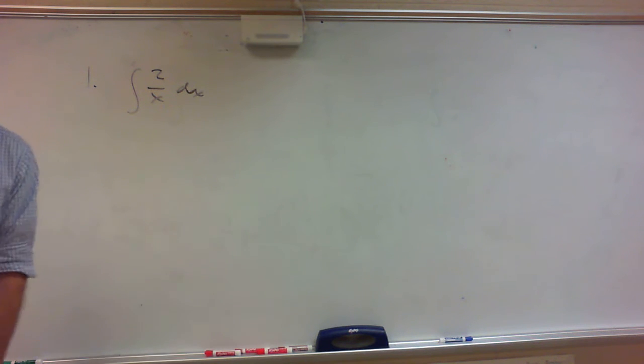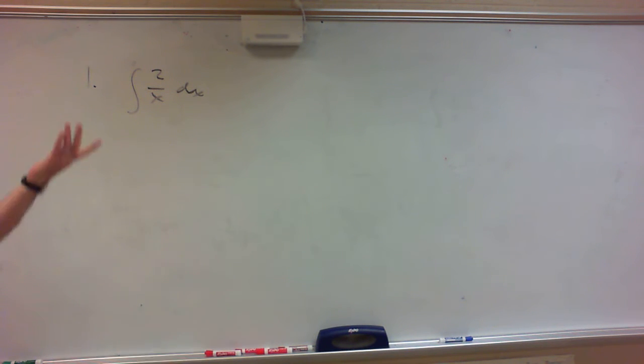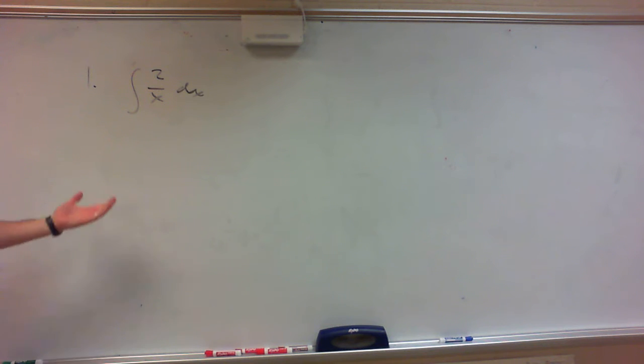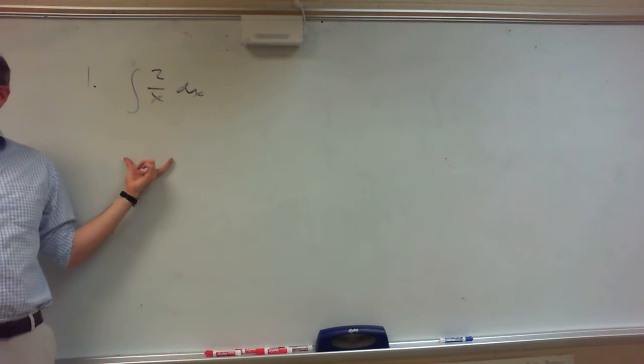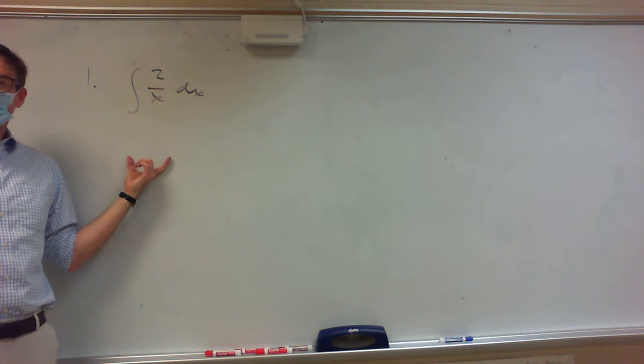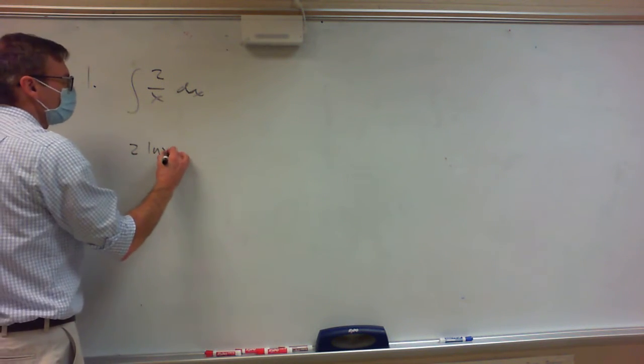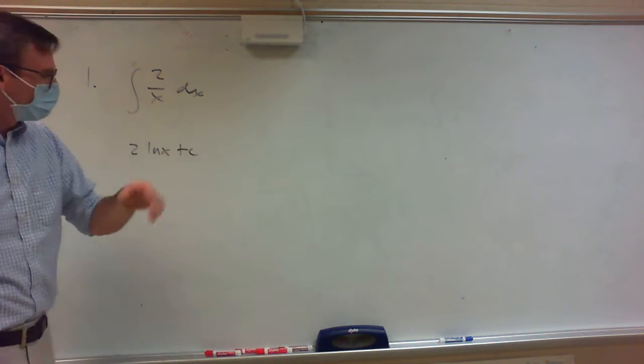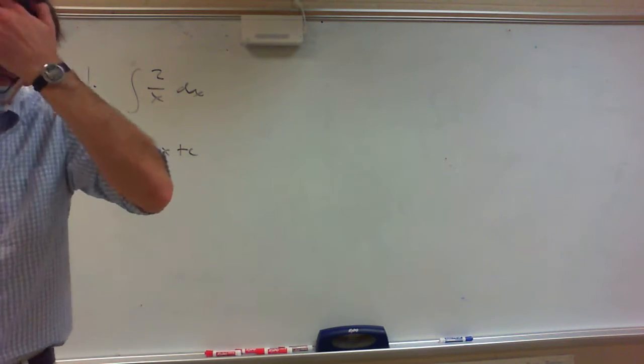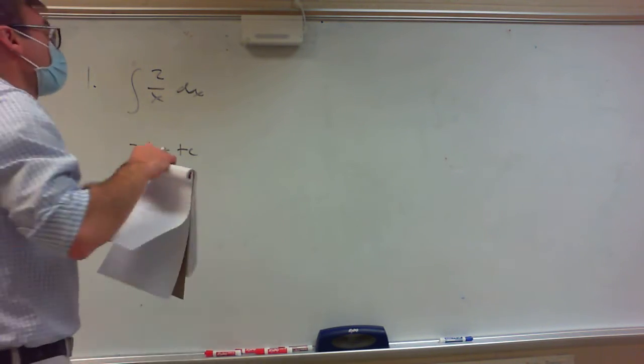Guess what you do with the 2? Just put it in front. It's just decoration, right? So it's just 2 elements plus c. Is everybody okay? This is just 2 natural log x. We treat that 2 just like a decoration, and so my answer is going to be 2 natural log of x plus c. Technically, the absolute value bars, but I'm just going to skip them. All right, next.